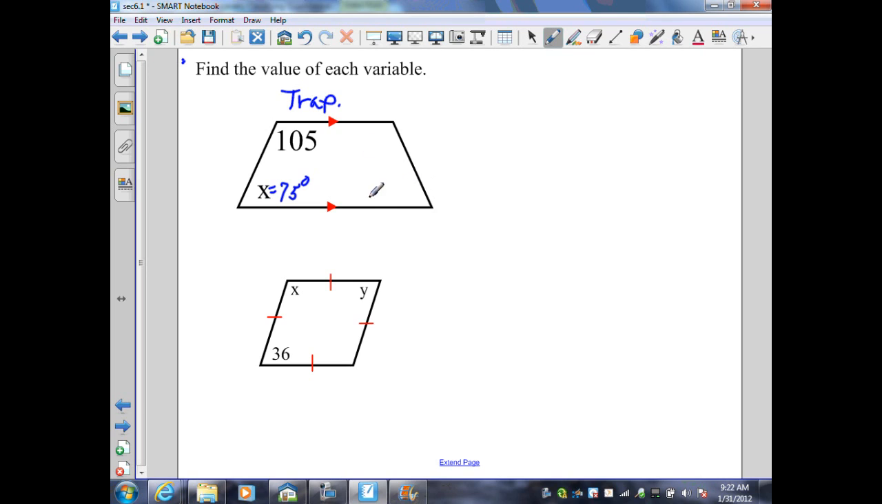But I cannot use that same information to find the value of the other two angles, since these two segments are not parallel. On the next quadrilateral, I have four sides that are congruent, and I know that opposite sides are parallel. Then, that would classify this as a parallelogram with four congruent sides. Therefore, this would be a rhombus.